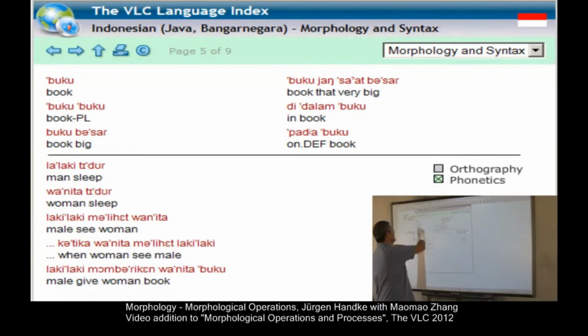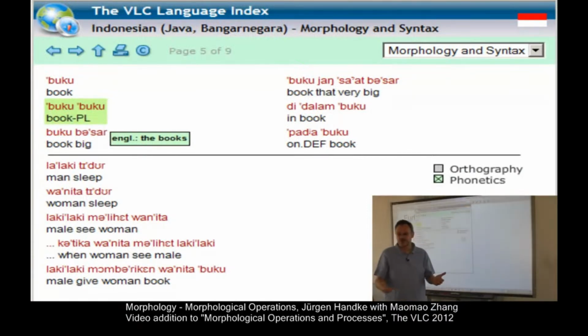And you see the singular in Indonesian is buku. And the plural, buku, buku. So you see reduplication, full reduplication, you simply use the same base form twice to signal the plural in Indonesian.